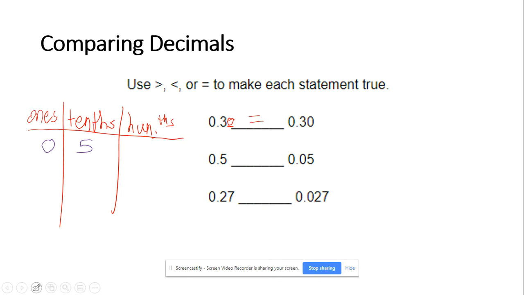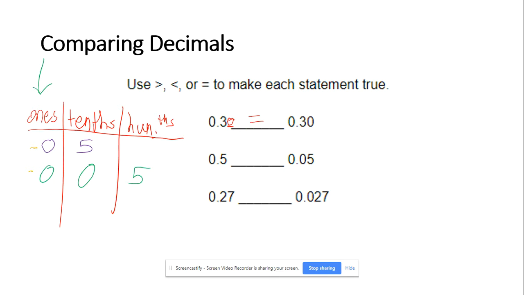Now we're going to do 5 hundredths right below it. I'll use green for that. We have 0 ones, 0 tenths, and 5 hundredths. So remember, we always want to start with the greatest place value here. So in this case, the ones would be the greatest, and we can see that in both cases, we have 0 ones. So they're equal so far.